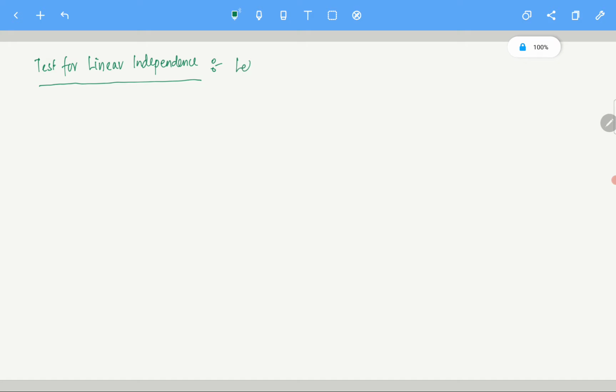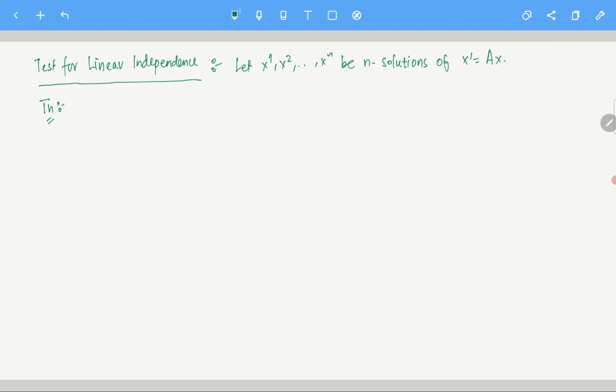So let's say x1, x2, xn be n solutions of this problem, x prime equals Ax. Clear? Okay, I want to see when are these solutions linearly independent. Clear? So now the theorem says, and let me write down the theorem.